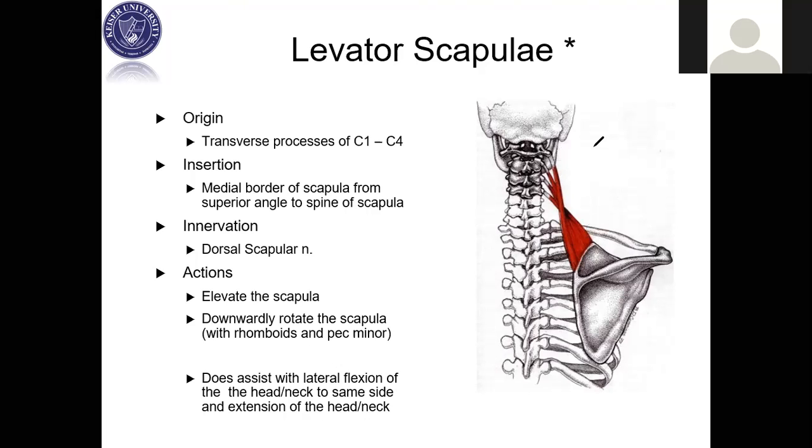So again, levator scapula. Its origin, transverse process C1 through C4, inserts into the medial border of the scapula, the portion from the superior angle to the spine of the scapula. Its main action is scapular elevation. It assists with lateral flexion of the head and head extension. And it's innervated by the dorsal scapular nerve. So those are the things that I need you to know for the levator scapula muscle.